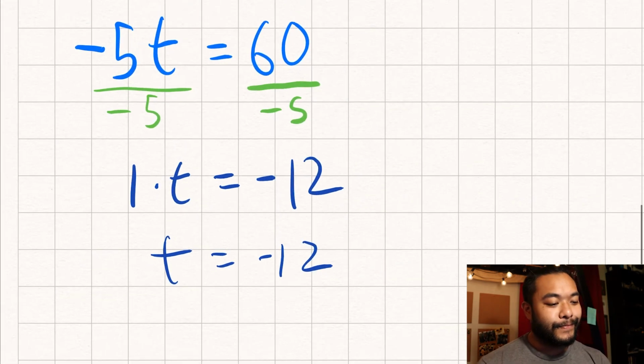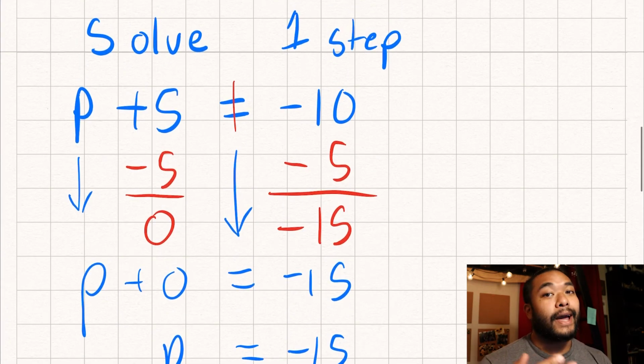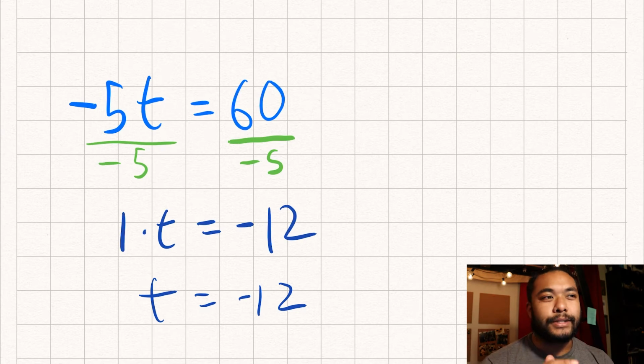Easy peasy. So notice, here I had p plus 5, so I had to subtract 5. Here I have negative 5 times t, so I divided by negative 5. We do the opposite to make t, or the variable, become alone.